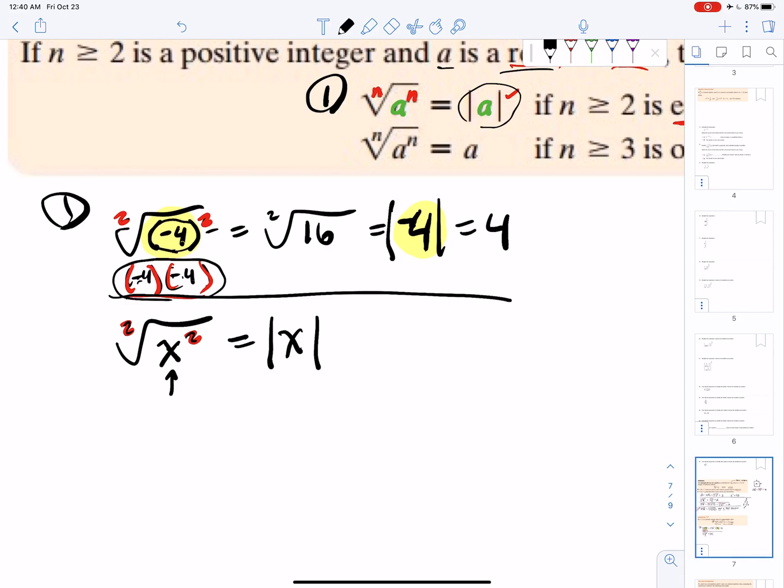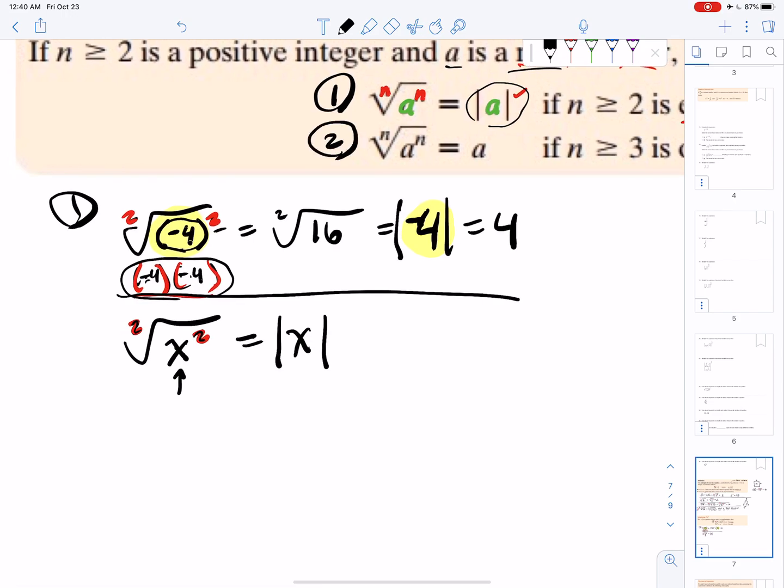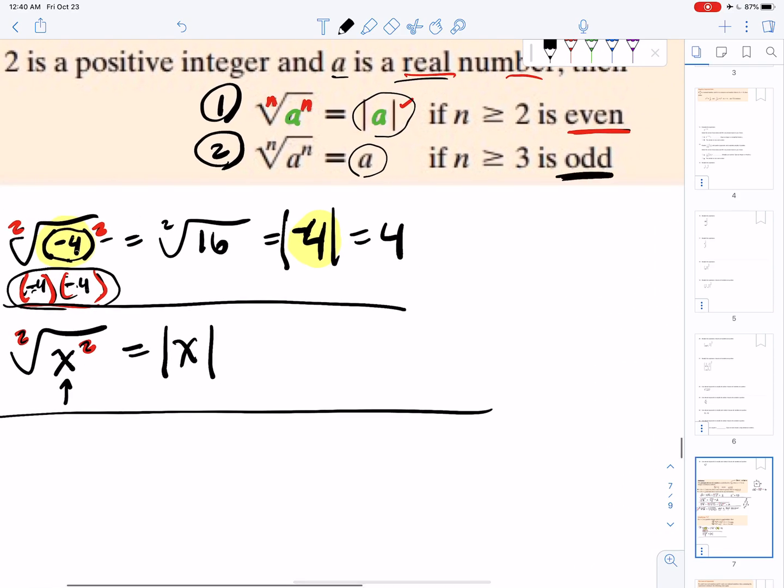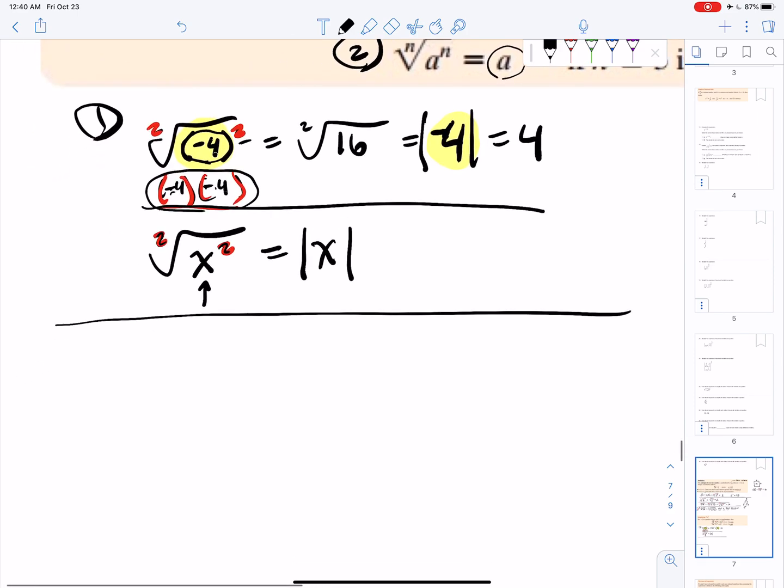Why is it that if we go to number 2, we don't have the absolute value? Well, number 2 is talking about what if the index is odd. If the index is odd, that would be a cube root of something. So let's take the cube root of, let's say, negative 2 cubed.